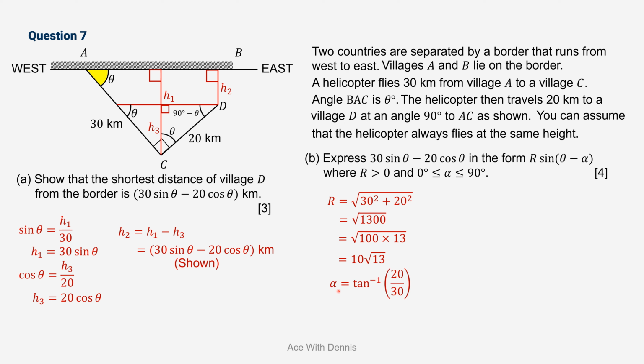Then we find the alpha, which is inverse of tangent 20 over 30. So we will get 33.7 degrees. Then we can change it into the R formula. 30 sine theta minus 20 cosine theta will be 10 root 13 sine of theta minus 33.7 degrees.